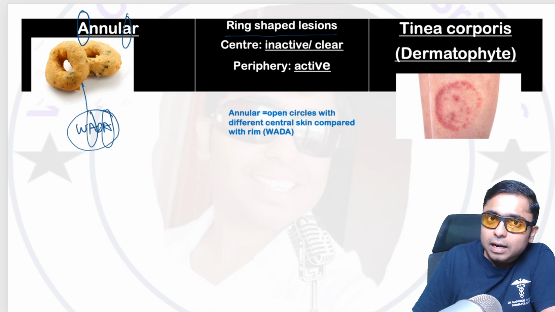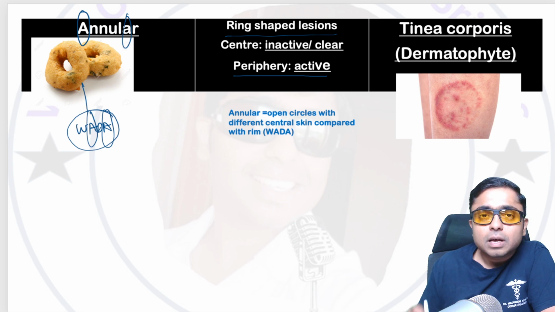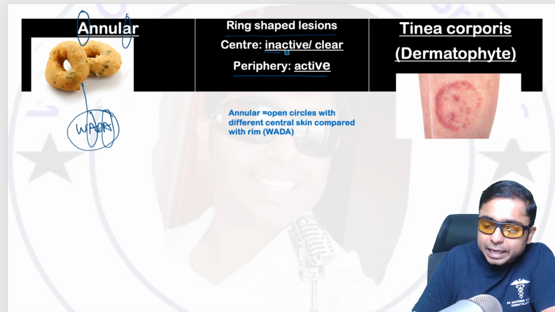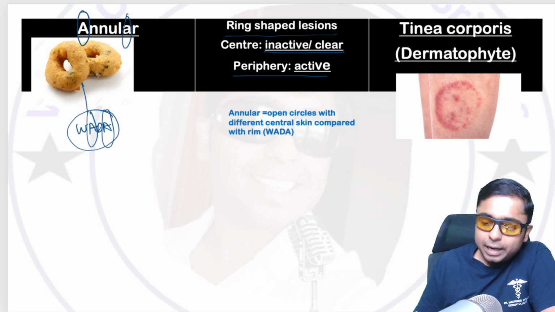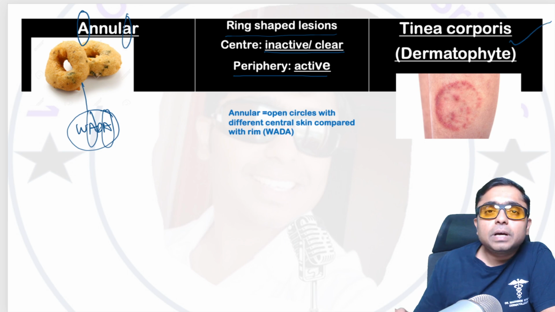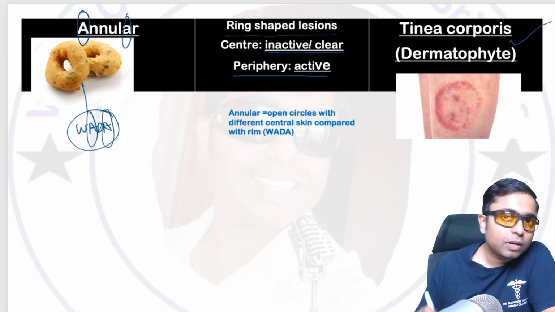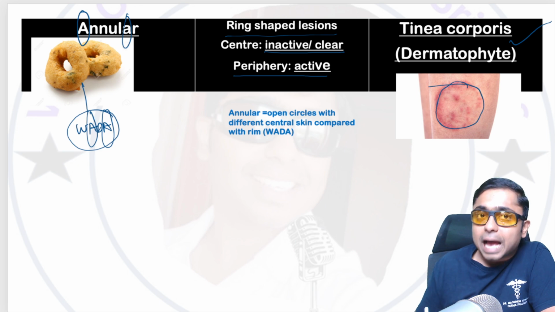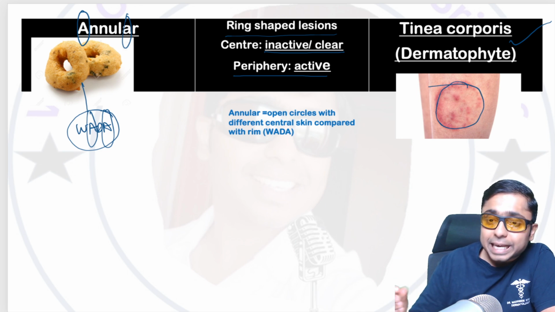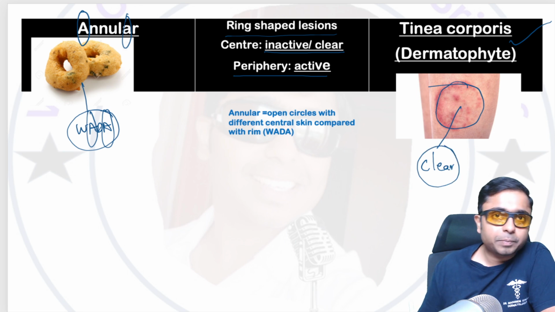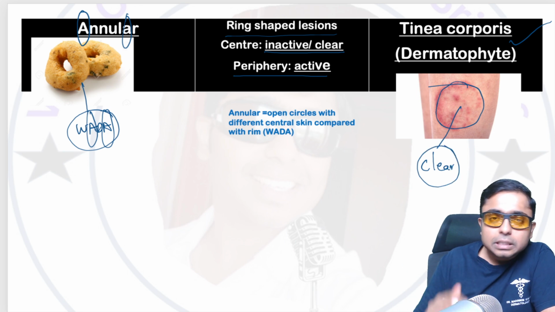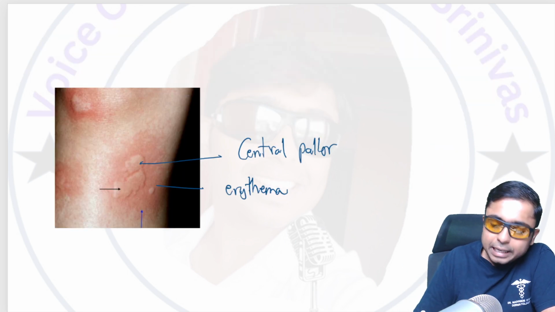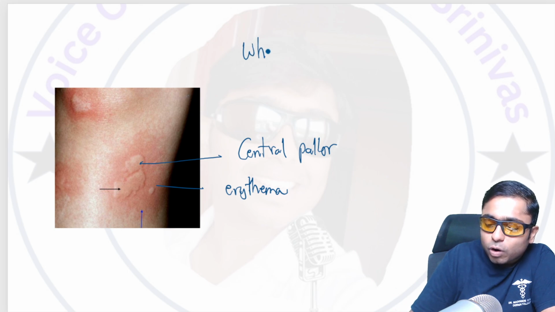In the case of annular lesion, it is a ring-shaped lesion like I have already told you, and the periphery is going to be active, the center is going to be inactive or clear. The important example is Tinea corporis, the dermatophytic infection in which we see the periphery active with raised margins and scaly, and the center is described as clear or clearing. Okay, so this is an annular lesion.